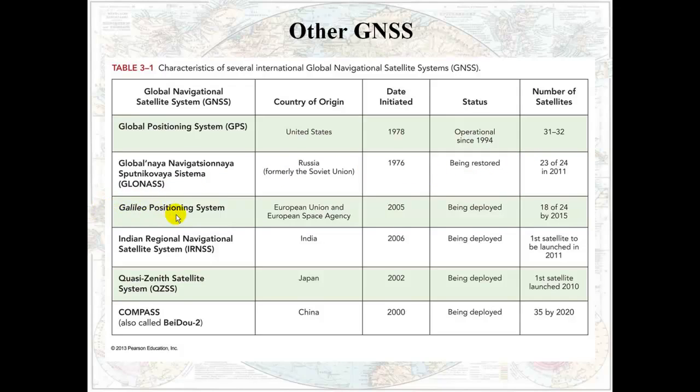There's also one that the European Union is developing, the Indians are developing one, Japanese, and the Chinese. Now these are all at different levels of deployment, but some of these have enough satellites deployed and they're starting to share information so that receivers that were maybe developed for the United States version can actually access signals that are sent from other versions. So we're going to get more and more precise positioning as more and more of these satellites get up there.